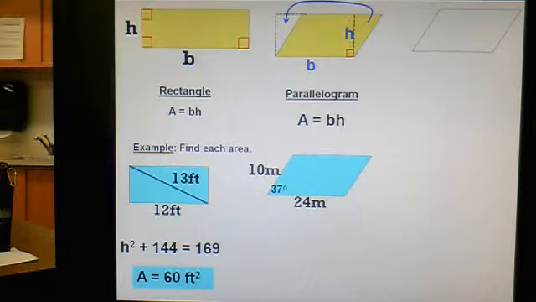Alright, sorry I had to pause there for a second because I have trouble recording this in segments longer than 6 minutes. So, hopefully you found that area.